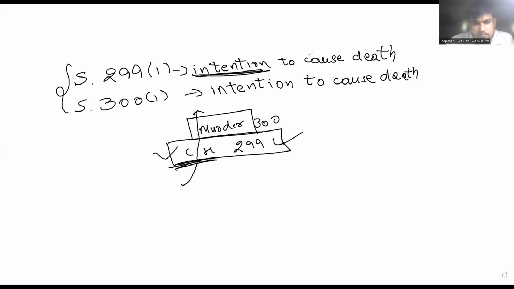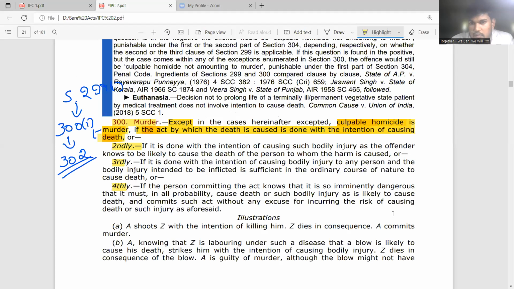Look again, they are specifically stating that culpable homicide is murder if the act by which the death is caused is done with the intention of causing death. Okay, have you understood? Right? Now let's read section 300.